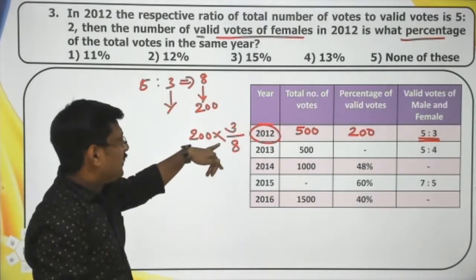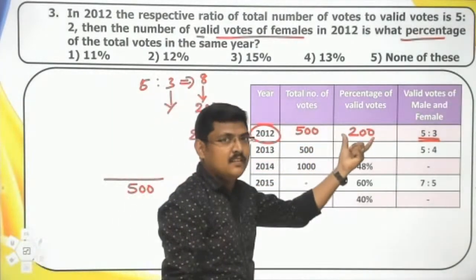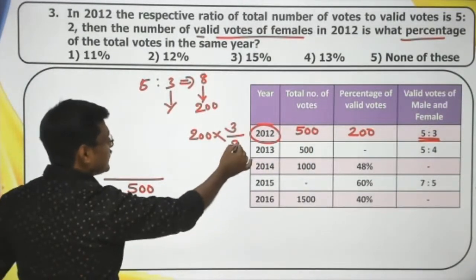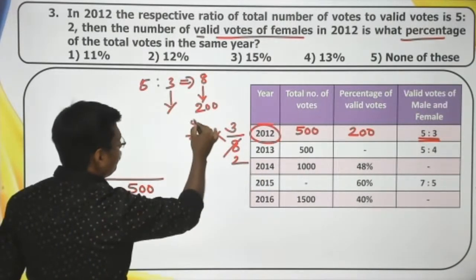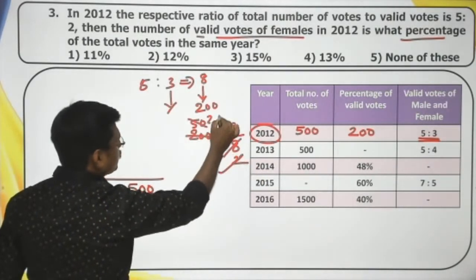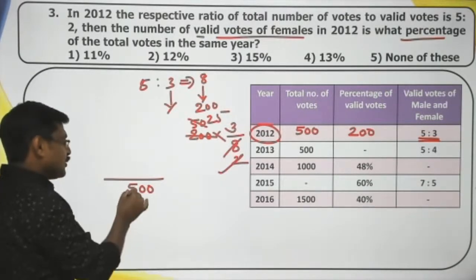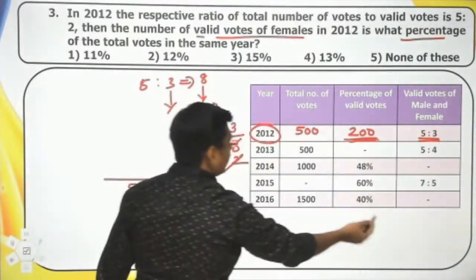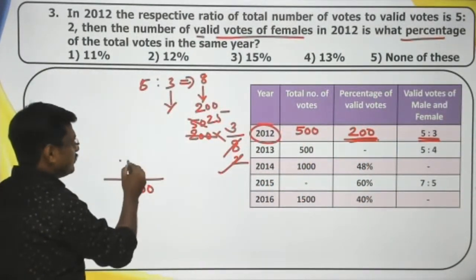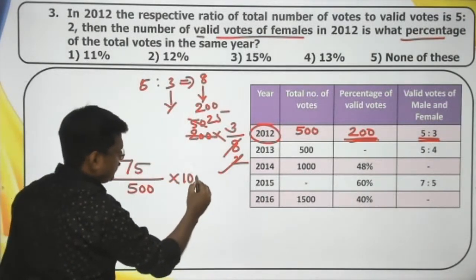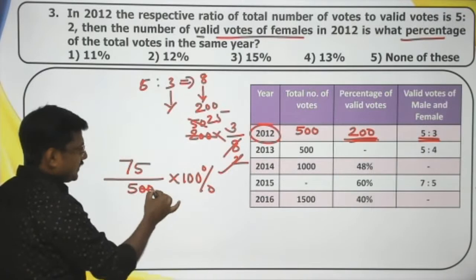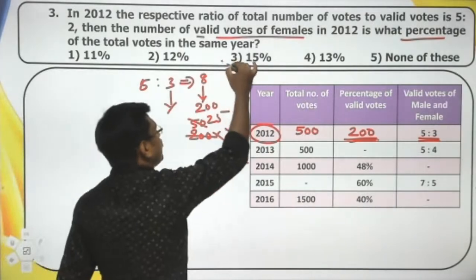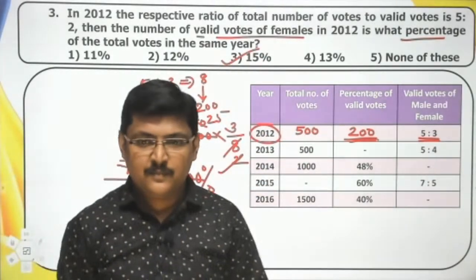But here I am thinking like this: out of 200, 3 portions out of 8 are female, right? I am cancelling and solving this. 4 2 times is 450, then 225, so 25 into 3, that is 75. So out of 500, the female valid vote will be 75. So this 75 is what percentage? This is what we need to find, correct? I am cancelling these two zeros. 5 into 15 times. So for this question, the answer is option number 3, 15%.